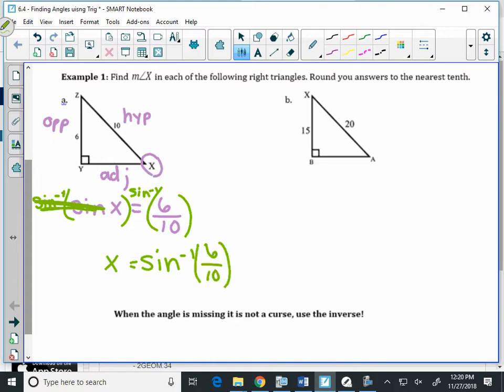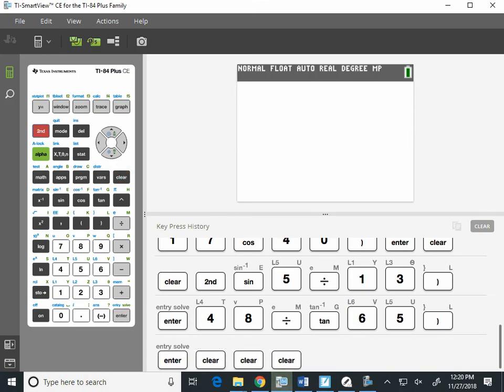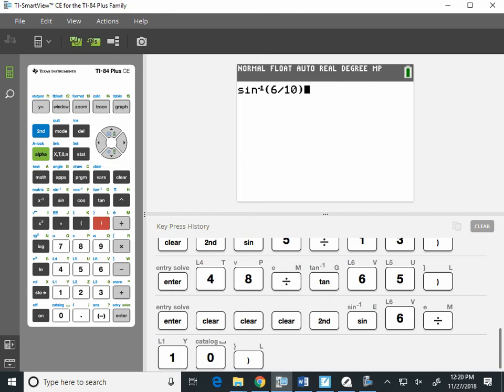To plug that in, you're going to go to your calculator. You're going to do second sine, because right above it you have that sine to the negative 1. So second sine, type in that fraction, 6 divided by 10. Okay? And then hit enter.